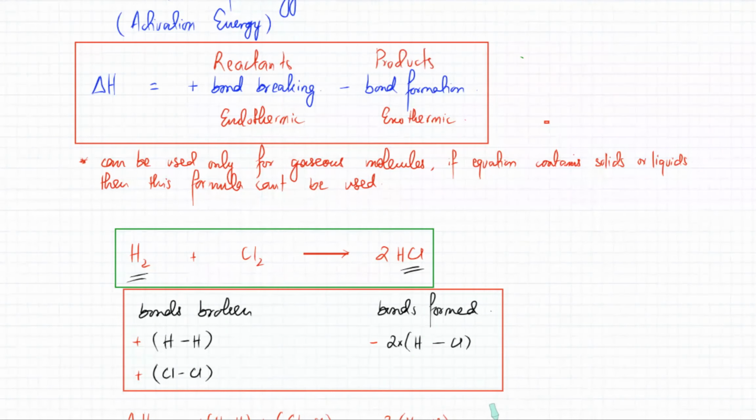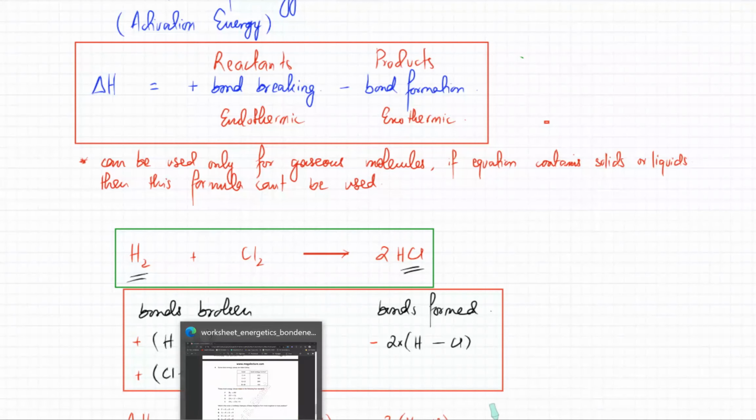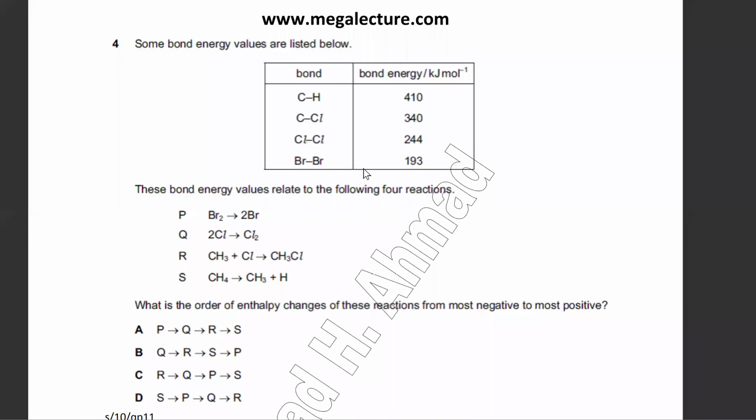But remember, I told you that you can use bond energies, and bond energies can only be used for gaseous molecules. They're only defined for gaseous molecules. So there's a limitation that we have. I'm just going to do a couple more questions. Most of the questions are very easy. For example, in this reaction, they're looking for the order of enthalpy changes of these reactions from most negative to most positive.